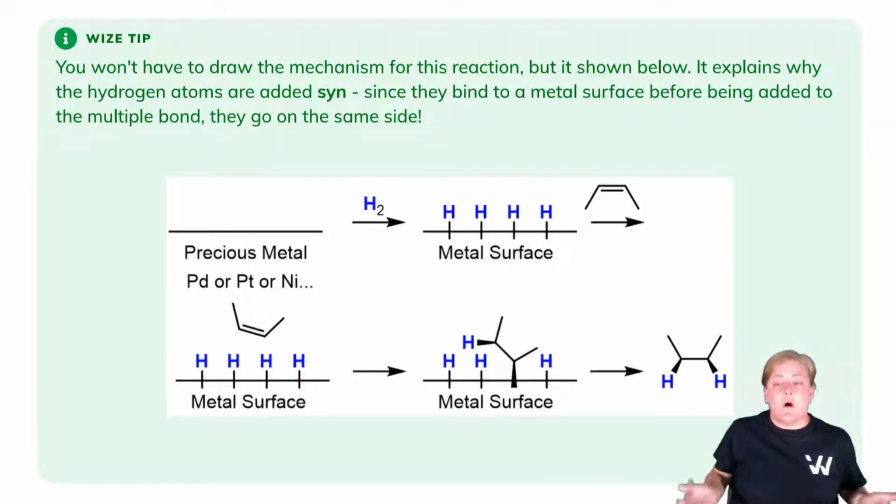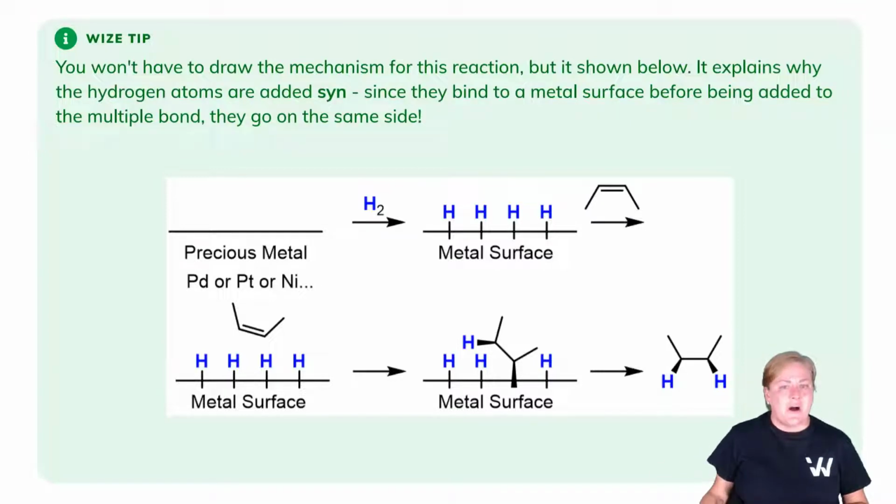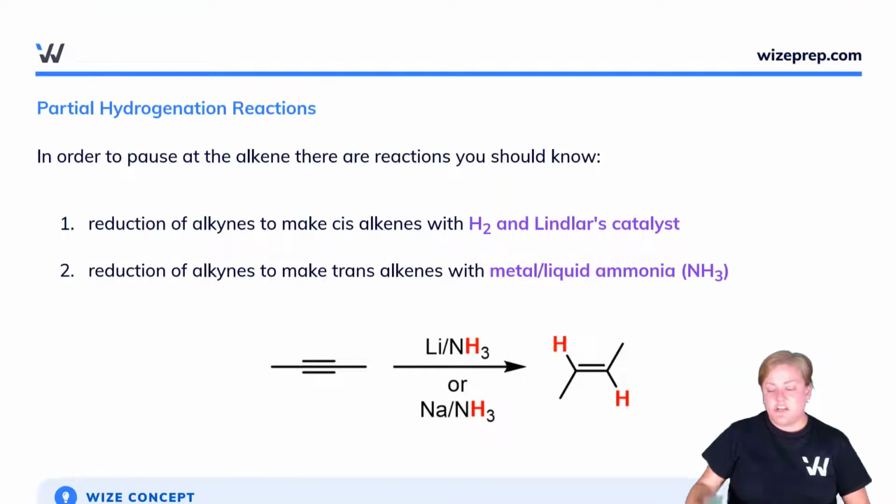And since it does so on a surface, it adds to the same side. The same way if you put your hand down on your desk, everything would be added to the same side. You don't pass your hand partially through the desk and end up with it on opposite sides. So this solid state chemistry is what leads to the cis or syn addition. So let's take one more look at these partial hydrogenations. The partial hydrogenation is shown here just one more time.